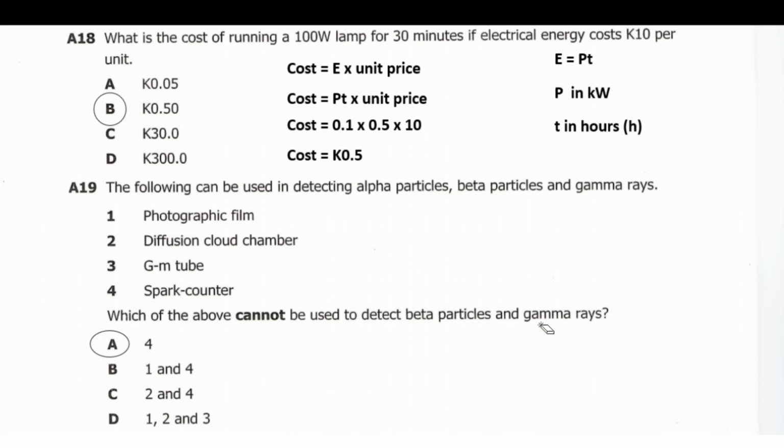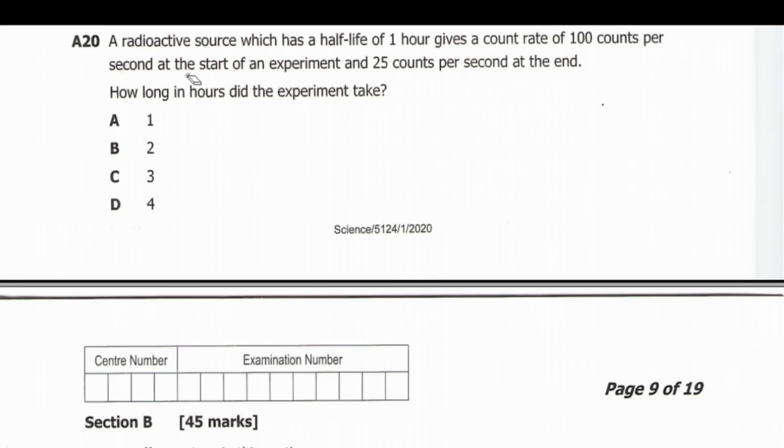gamma radiation. Then question 20 reads, A radioactive source which has a half-life of 1 hour gives a count rate of 100 counts per second at the start of an experiment and 25 counts per second at the end. How long in hours did the experiment take? So they are saying a radioactive source which has a half-life of 1 hour gives a count rate of 100 counts per second at the start of an experiment and 25 counts per second at the end. How long in hours did the experiment take?